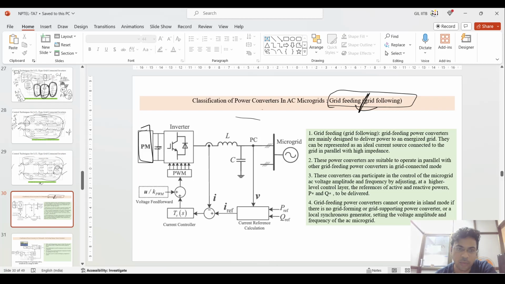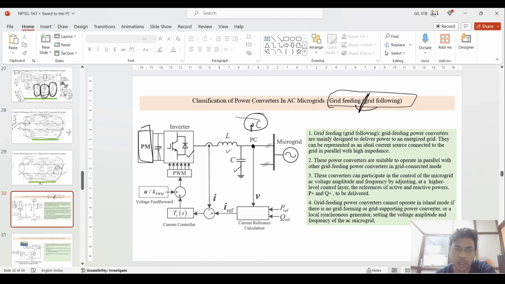And you have a certain capacitor bank which is maintaining the voltage as a constant DC. Then you have one inverter and you have one LC filter for eliminating the harmonics inside of the inverter output. And you have a point of common coupling, this PCC point of common coupling. At that point this microgrid is connected.